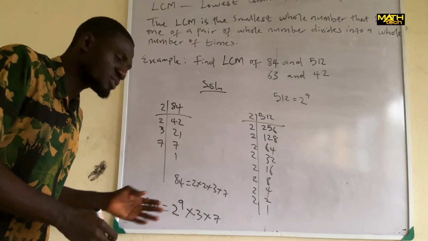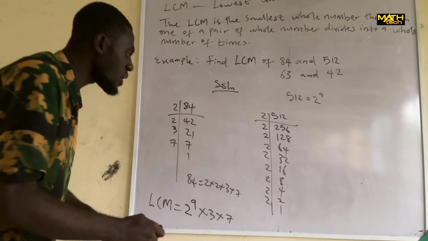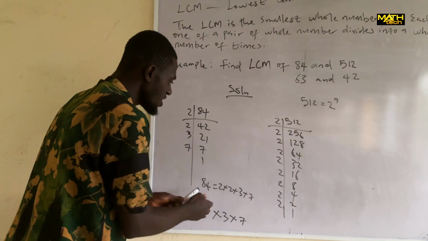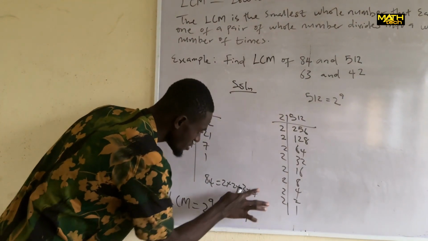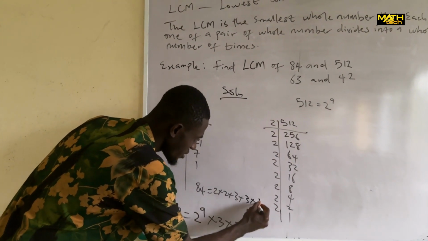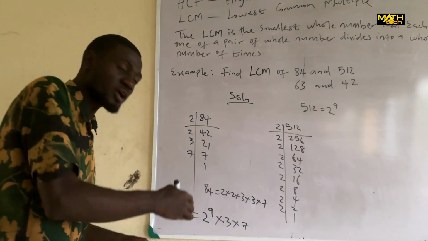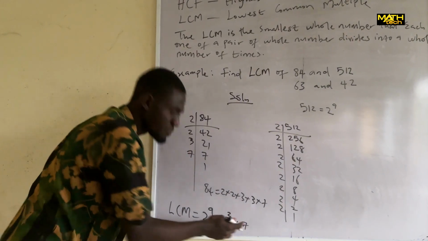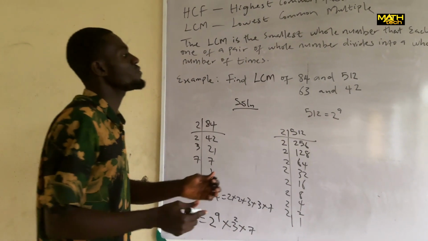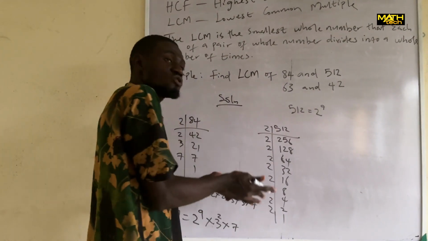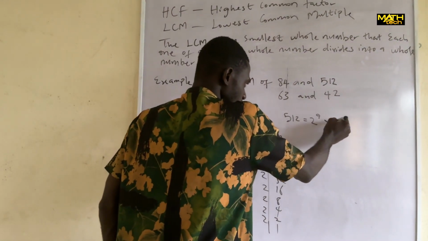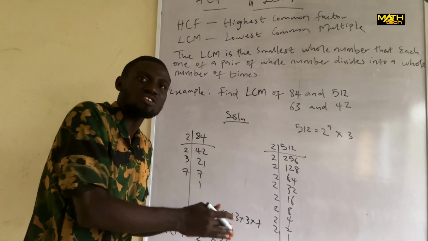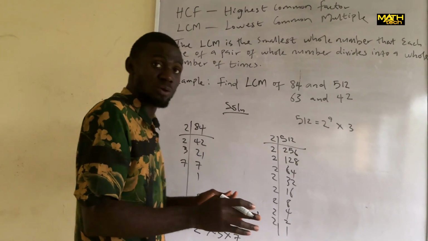The concept of LCM is, now let's assume that in 84, let's say we are having 7 here to be 3, then times 7. So our LCM here will be what? 2 raised to the power 9 times 3 raised to the power 2 times 7. Even though 3 or 7 falls here, it was still common. So that's just the pretty concept of LCM, and I want us to understand that.